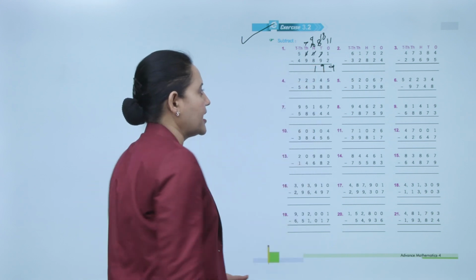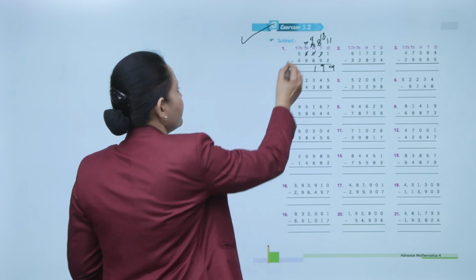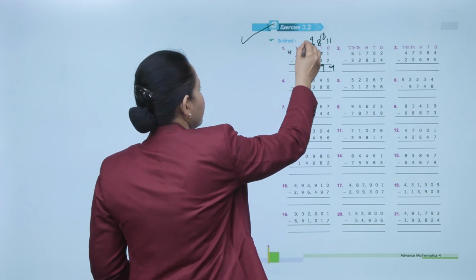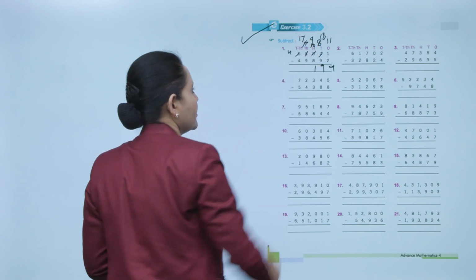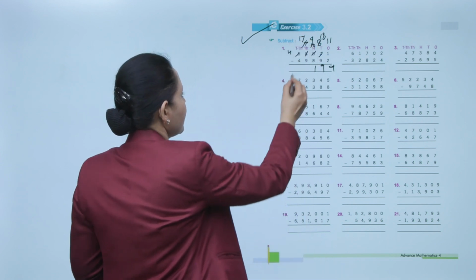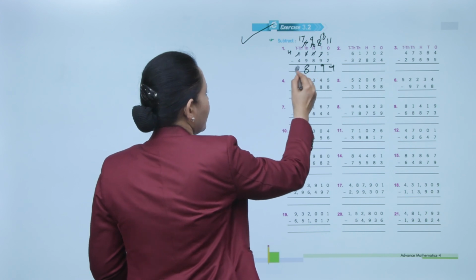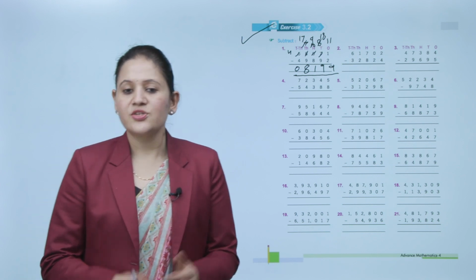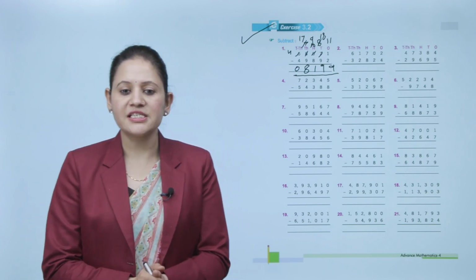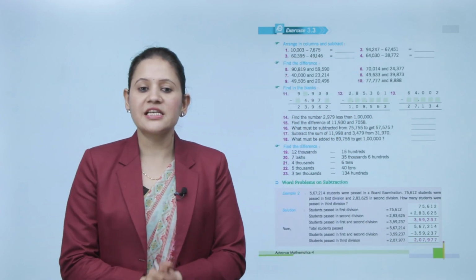Again we cannot subtract 9 from 7. So we'll borrow from here. It becomes 17. So 17 minus 9 is 8 and 0. 8,199. That is our difference. Clear? So you have to practice all the questions of this exercise. Next is exercise 3.3.